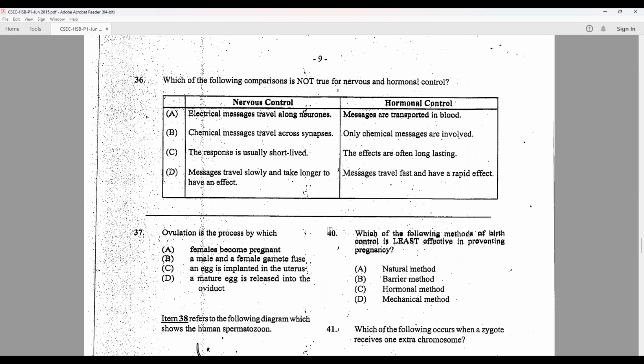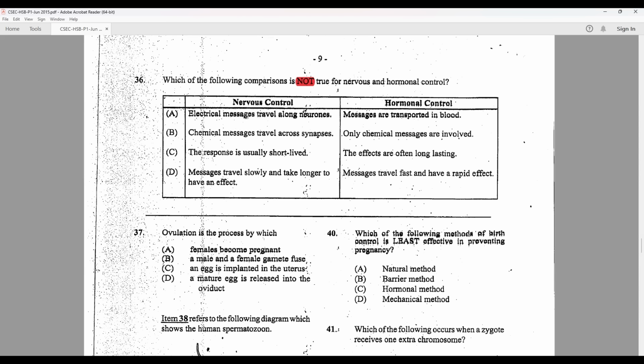Item 36. Which of the following comparisons is not true for nervous and hormonal control? Look, they put the not in capital letters. Always pay attention when they put it in capital letters. It is the question writer trying to give you a hint to arrive at the correct answer. And if we just read them, we see that the one that is not true is messages travel slowly and take longer to have an effect.